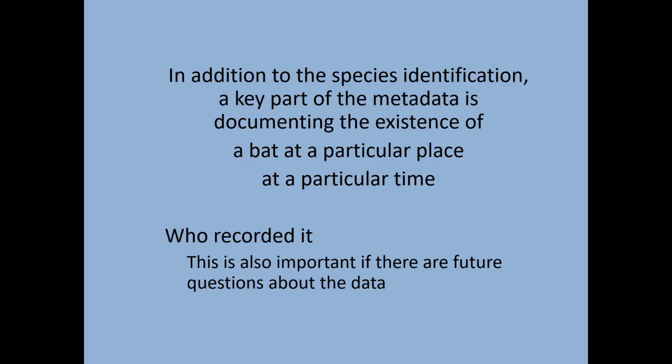In addition to the species identification, a key part of the metadata is simply documenting the existence of a bat at a particular place and time. Who recorded it, of course, is important if there are future questions about the data, and in some cases there may be questions about what equipment was used. All the most modern equipment automatically includes the equipment brand and type and settings that were used to record the data in the GUANO metadata.